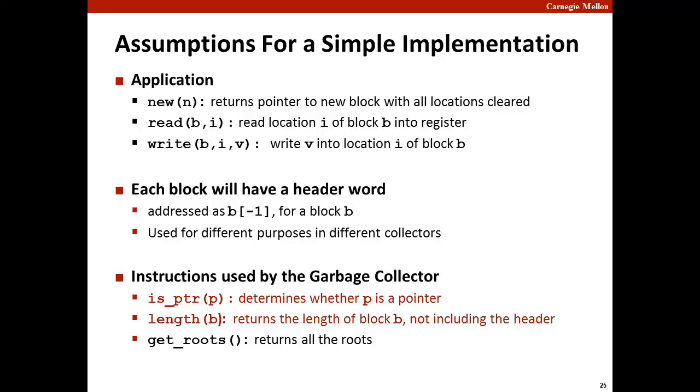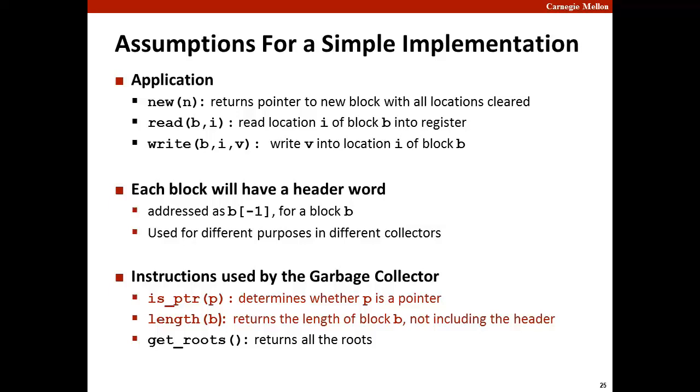So here's our API. New is going to return a pointer to a new block. Okay. So this is sort of a replacement for malloc, right? And it's going to give us the address of a new block. We have these macros read and write. Okay. So read is going to read byte I of block B. Write is going to write value V into byte I of block B. Right? Each block is going to have a header. We get to the header by backing up, just like we did before.